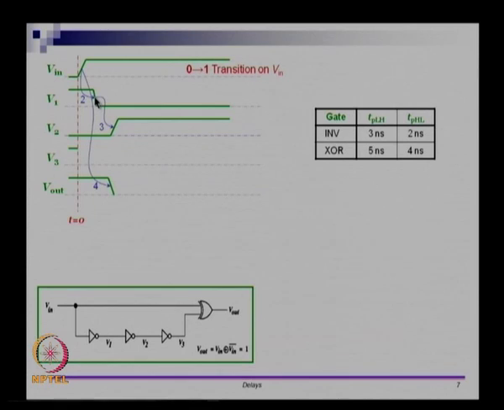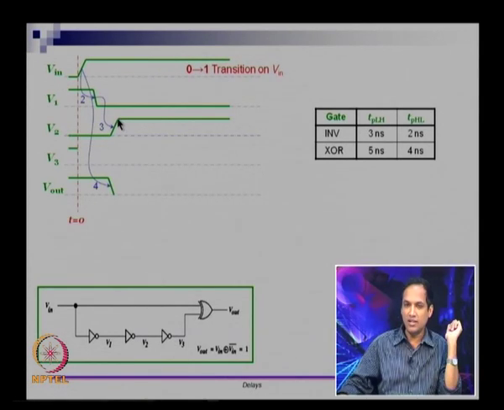So we are looking at 50% of its input to 50% of its output, that should take 3 time units, right, because that is what the inverter says. Then you look at V3. V3's input is changing from 0 to 1, which means its output should change from 1 to 0, right, but that is the TPHL part of the inverter.